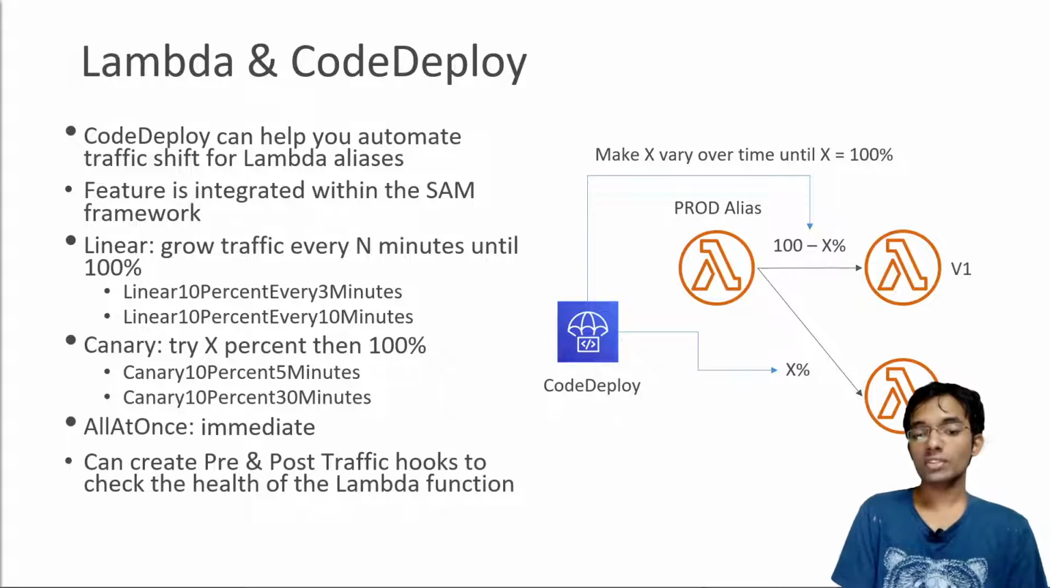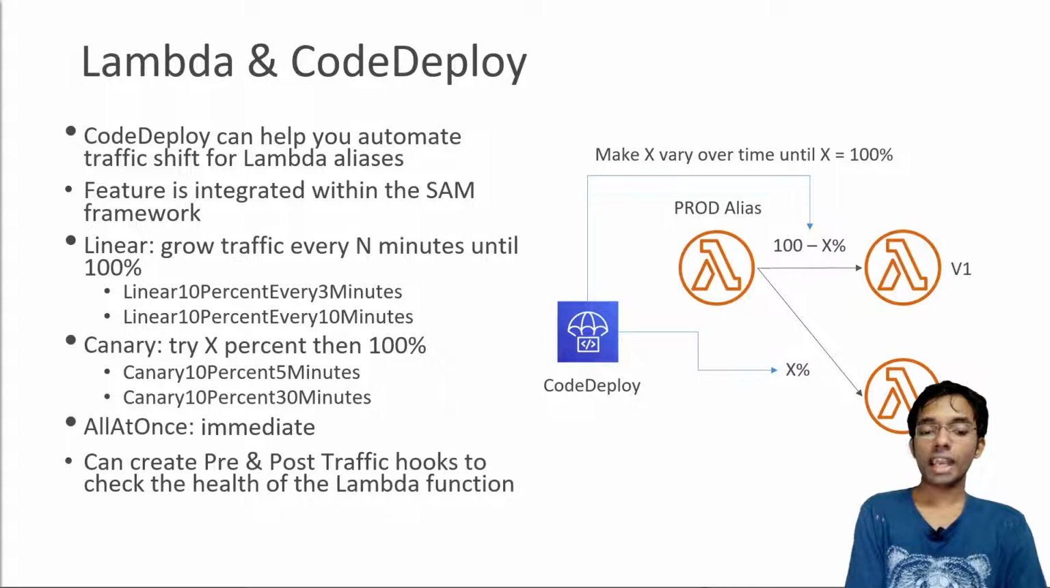Okay, so what are the strategies to make this x vary over time? The first one is linear, where you grow traffic every n minutes until 100%. So x is going to be like 5% and then 10%, then 15%, 20%, and so on. You have some strategies that are very obvious, for example, called linear 10% every 3 minutes. That means that you will get a 10% increase of traffic every 3 minutes, or linear 10% every 10 minutes. So you have different strategies, and you can define your own also.